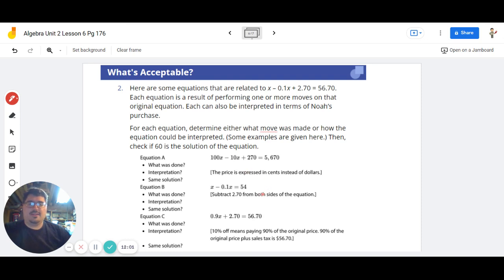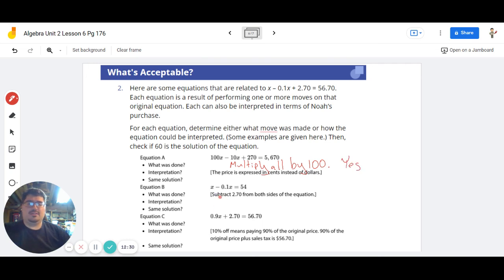Okay, so here we see that it's 100x minus 10x plus 270 equals 5670. So multiply all by 100. Okay, so we multiplied all by the 100. The interpretation is here, and the same solution, yes.